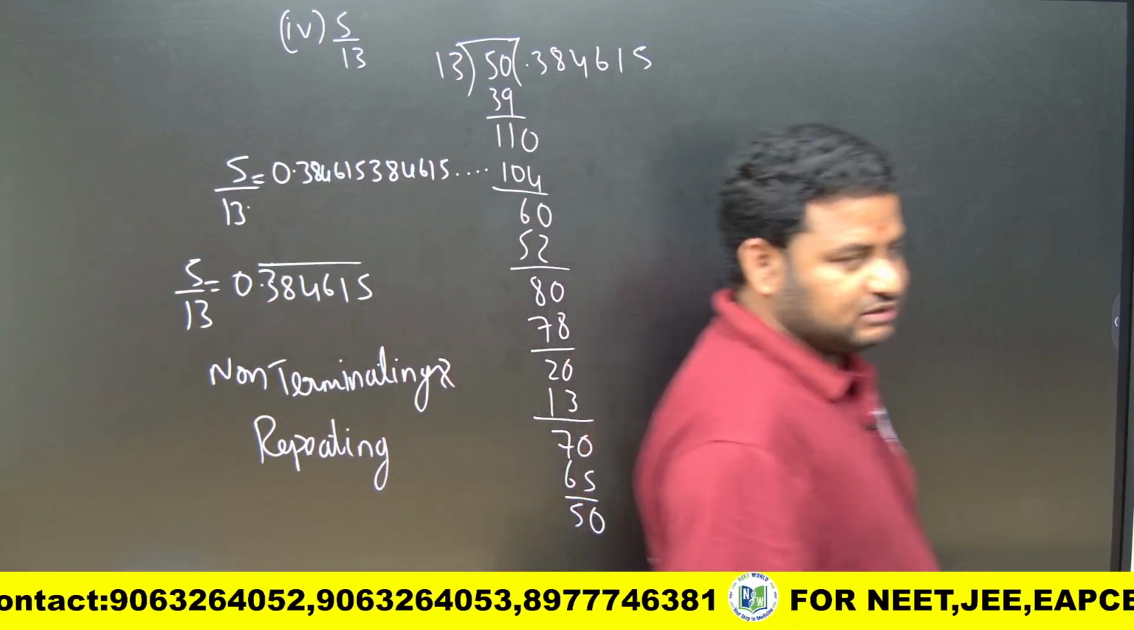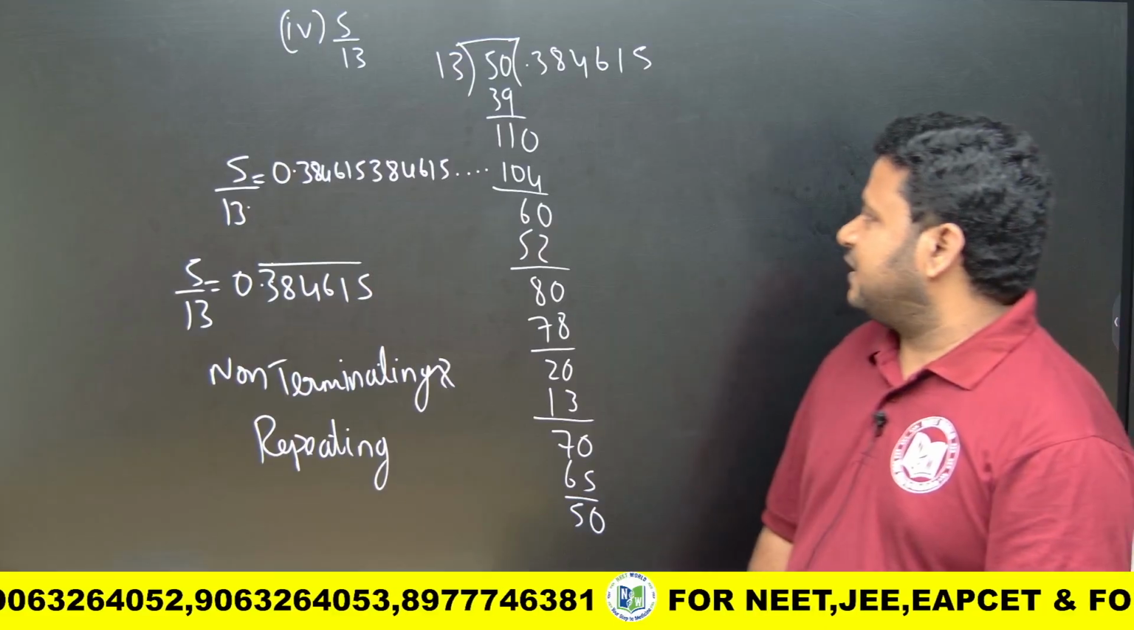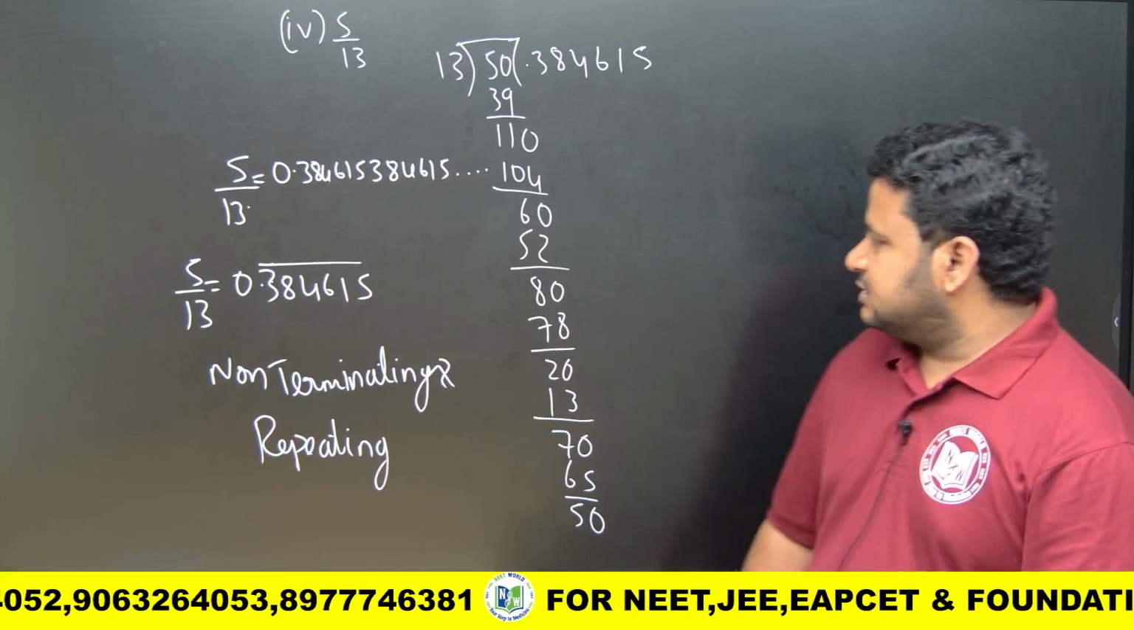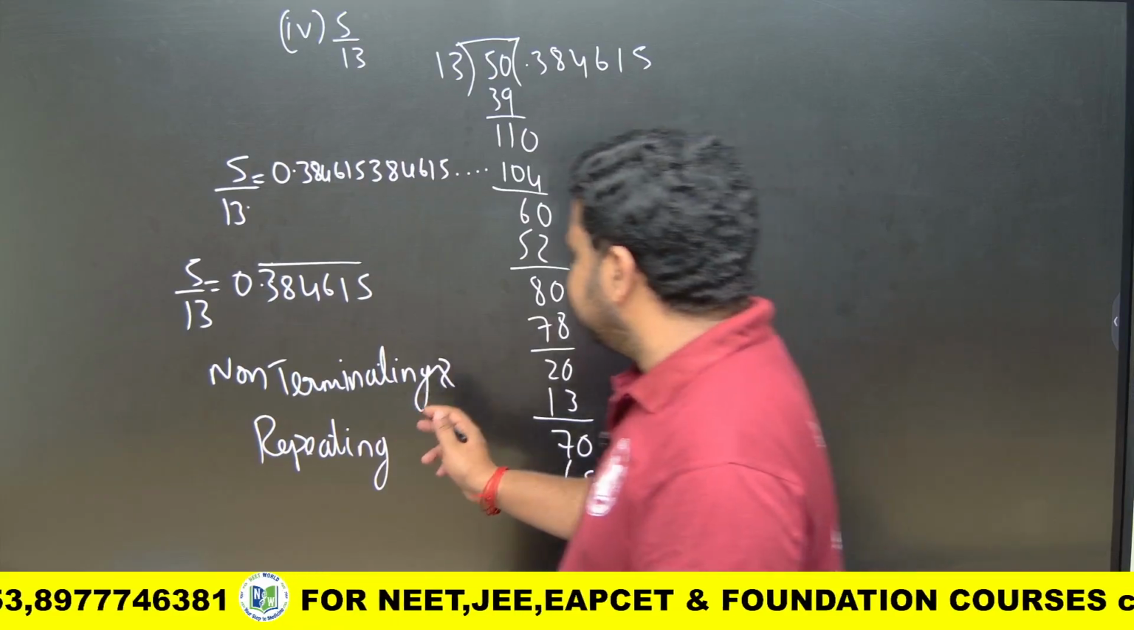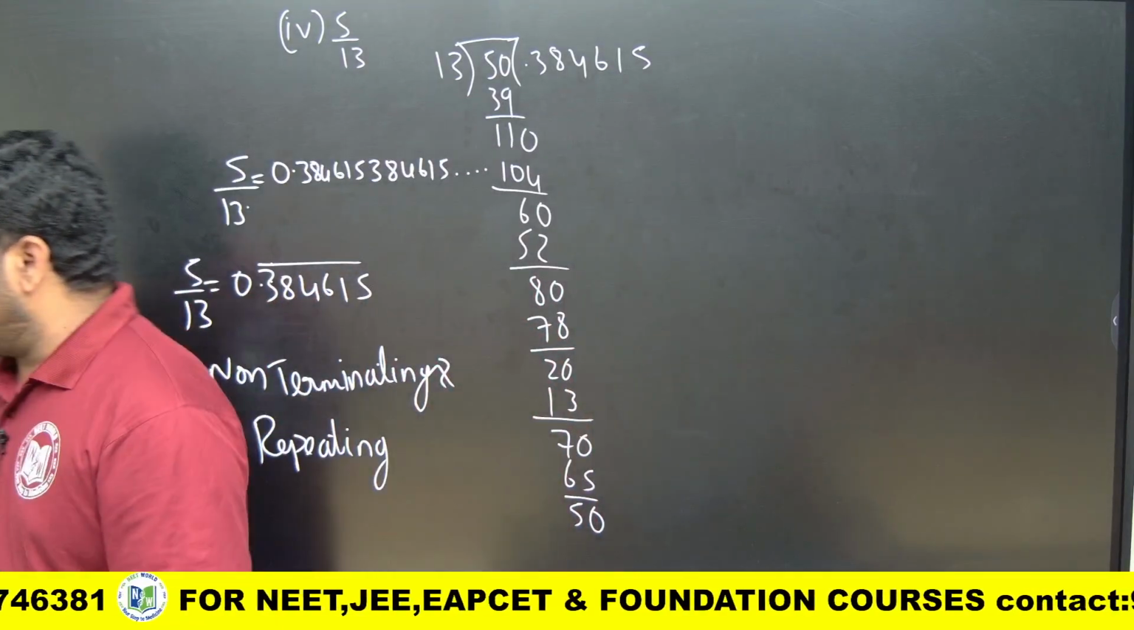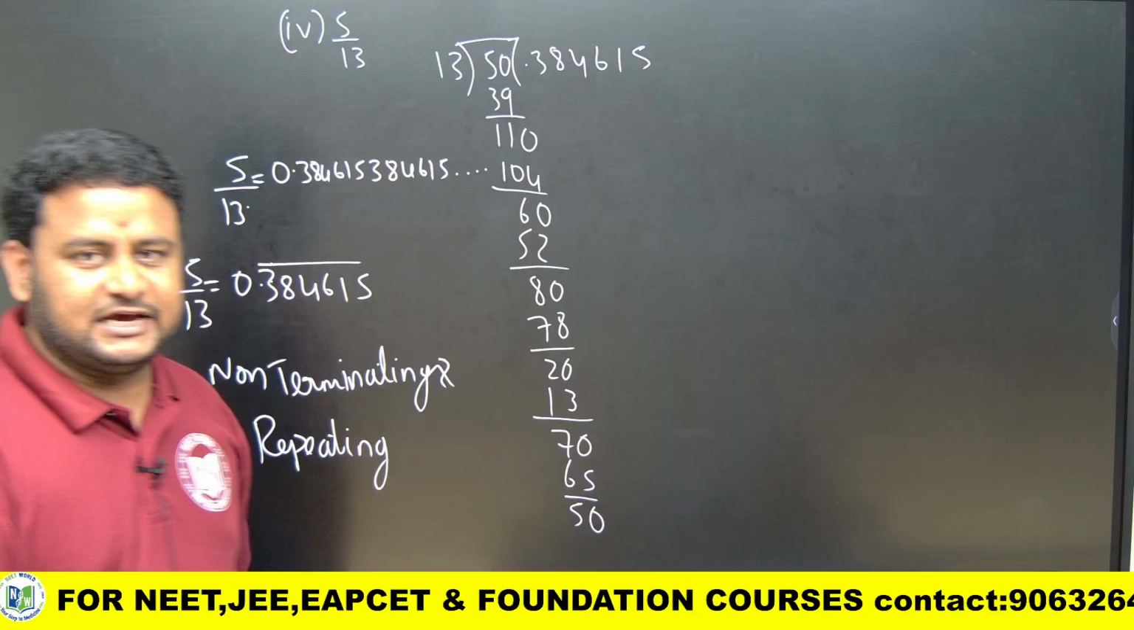Have a look at the solution once again. What did we divide? We divided 5 by 13. What did we get? 0.384615 bar. So this is a non-terminating and repeating decimal expansion. Got it?